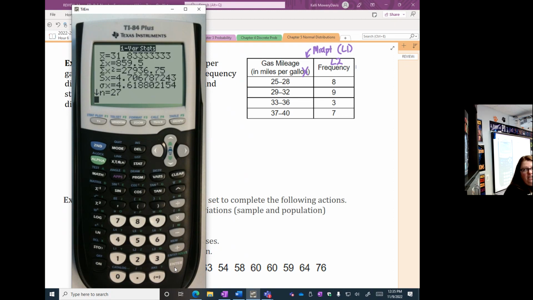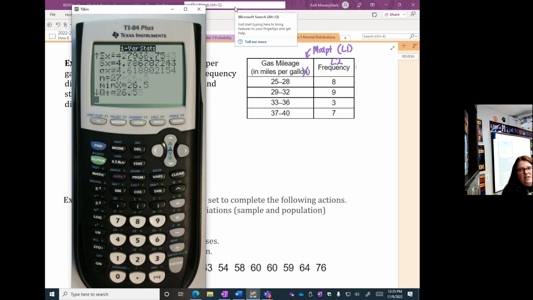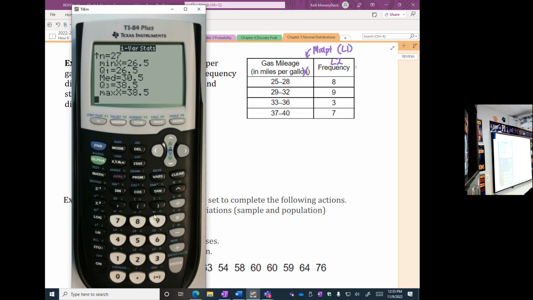So the average MPG is 31.8 miles per gallon, with a standard deviation. This is a sample, 4.7 miles per gallon. There are 27 in total that I did, right? We add all our frequencies together. That's what that is. If I keep scrolling down, I get my 5-number summary. My minimum is 26.5, maximum is 38.5, Q1, Q3, and median. Okay. All right. We okay with that?